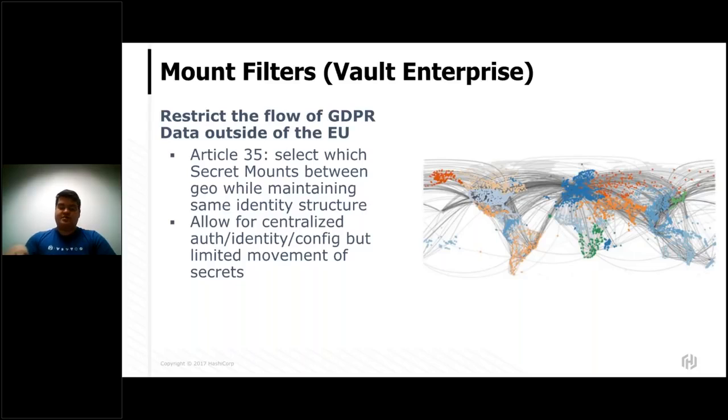So being able to restrict the physical movement of data between two regions is important because, frankly, this is really hard. Being able to restrict the movement physically of data, especially in this very dynamic world, is very difficult. And so mount filters, which is a Vault Enterprise feature, allows you to, during replication, and again, replication within Vault is a Vault Enterprise feature that focuses on being able to spin up and spin down different clusters of Vault that can then share data in either one of two ways.